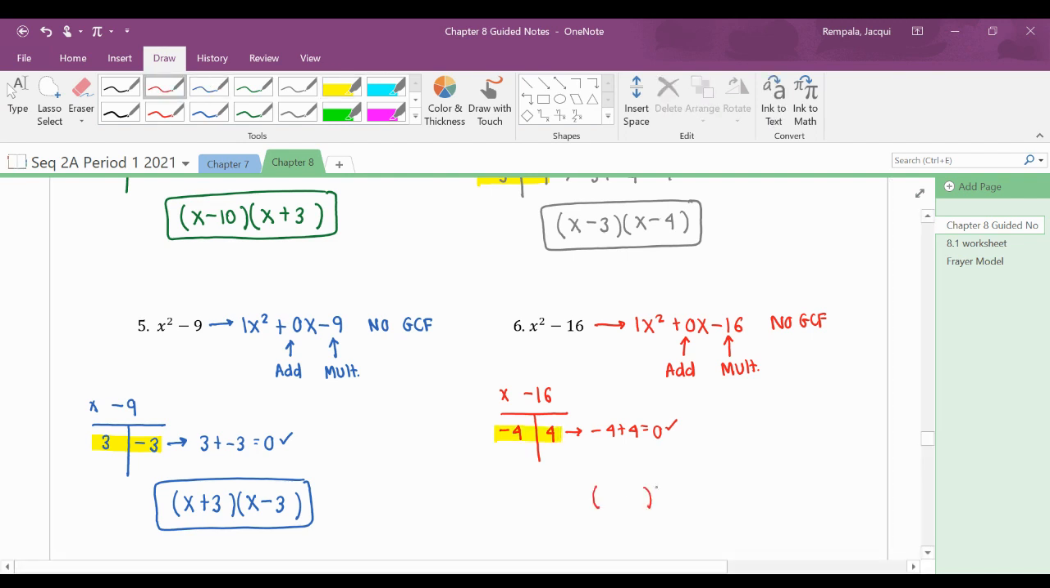When I fill it in for my final answer, we'll start each parenthesis with an X. One of the parentheses ends with a negative 4. One ends with a positive 4. And that would be our final answer.